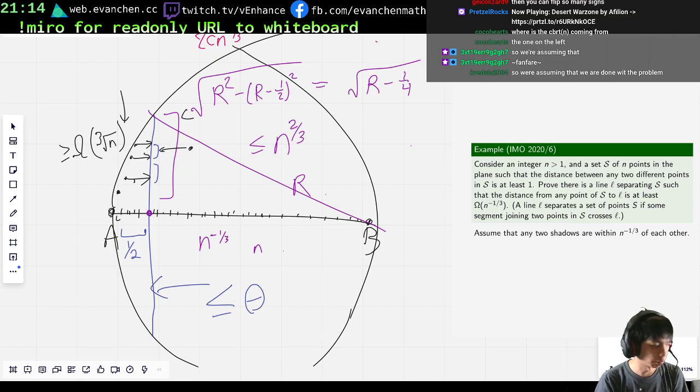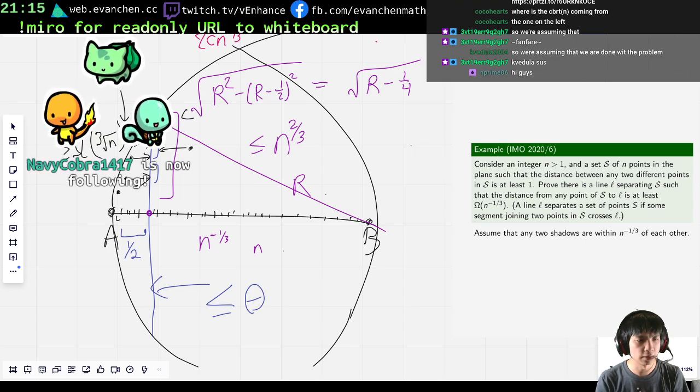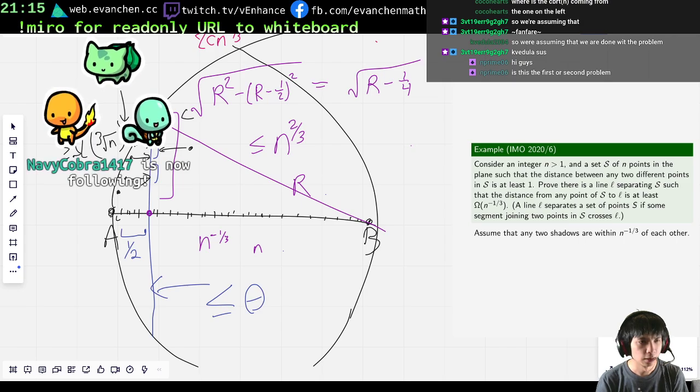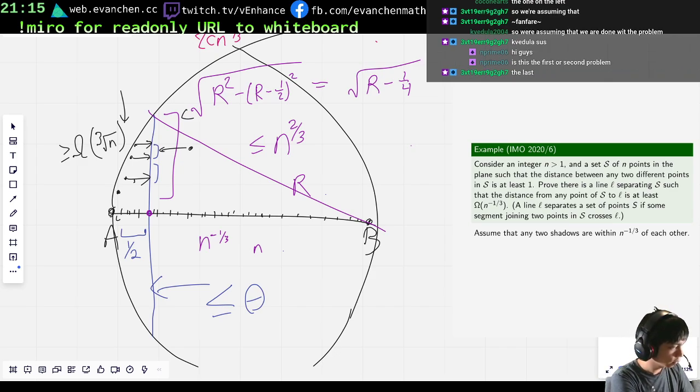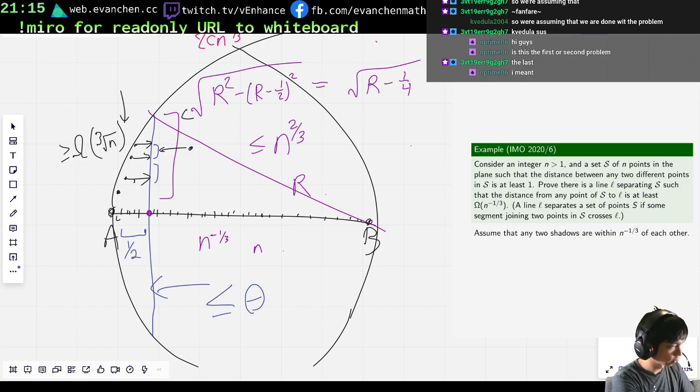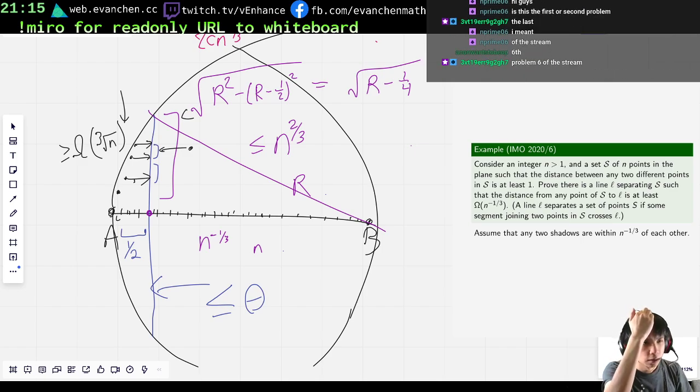We're assuming we're done with the problem? No. The problem is asking you to show that you can get a shadow which is at least cube root n apart. Is this the first or second problem? This is problem 6. Oh, this is problem 6 of the stream because I've just been doing IMO 2020, and it'll be the last one, I think.